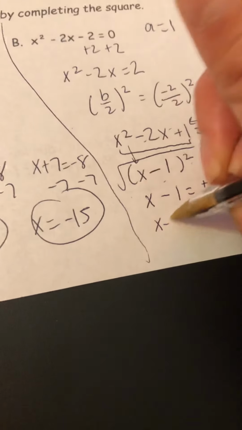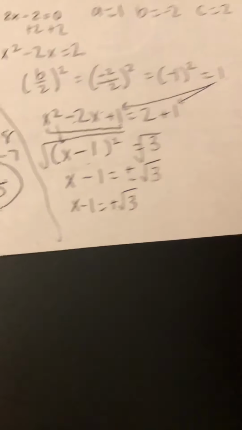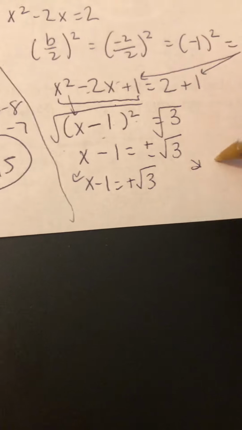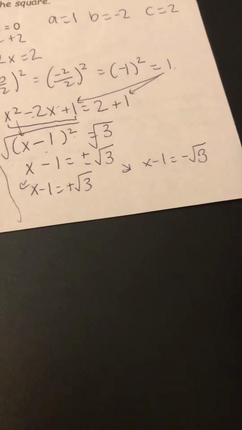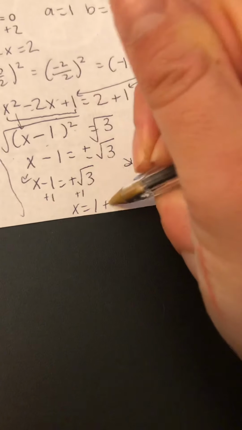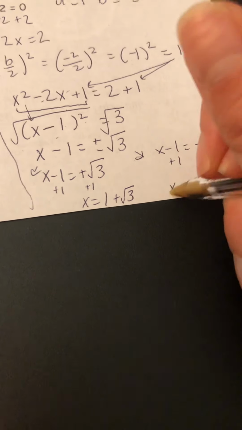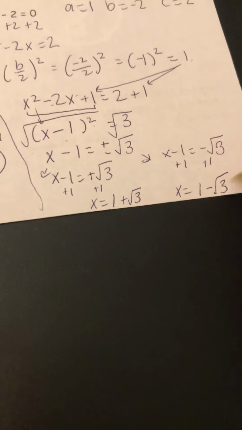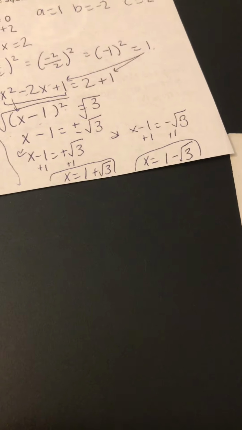So I get x minus 1 is equal to positive square root 3, and x minus 1 is equal to negative square root 3. Add 1, x is equal to 1 plus the square root of 3, and x is equal to 1 minus the square root of 3. So those are your two answers. Okay, flip it over. 3 more problems to do.